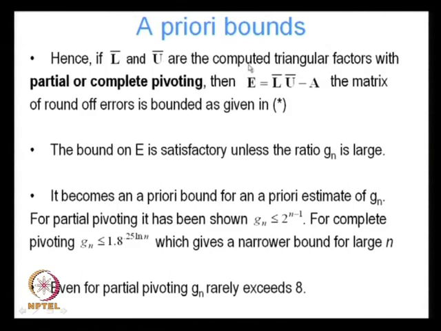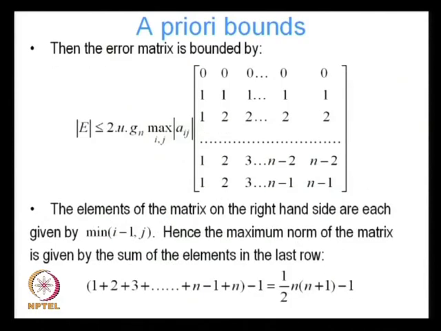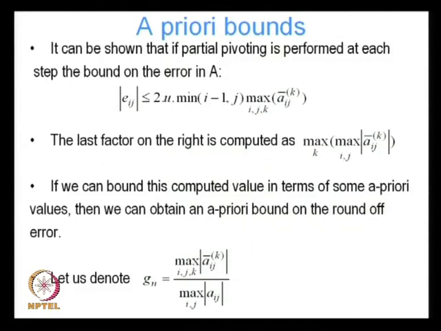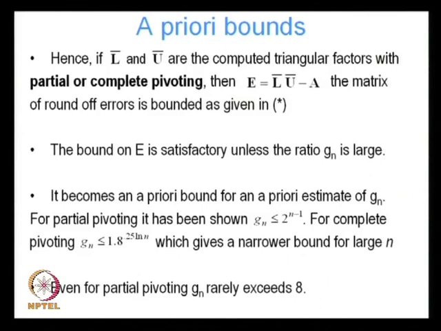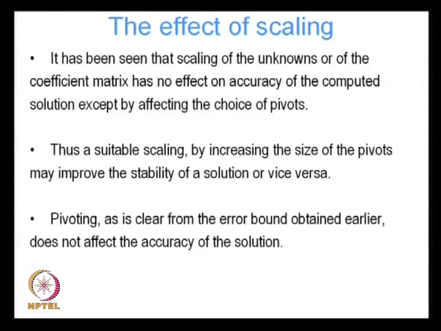L bar and U bar are the computed triangular factors with partial or complete pivoting. Why do we say partial or complete pivoting? Because we have tried to find an a priori bound, and we have mentioned that we can only obtain an a priori bound when all those multipliers are less than 1. So partial pivoting is necessary. This bound is satisfactory unless the ratio g_n is large. So we have found a bound on the error in Gaussian elimination due to round off.